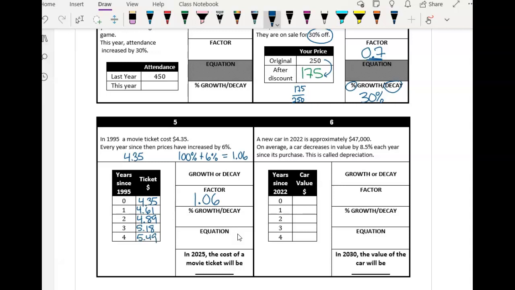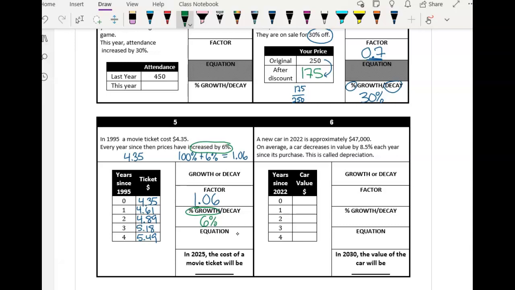Okay? So again, take a look at our factor. Our factor, aka our rate, is 1.06. However, our percent of growth is 6%, right? That's how much it increased by. So we have to think about this in terms of how it relates to one whole. And if it's increasing, it's going to be one whole plus that amount.